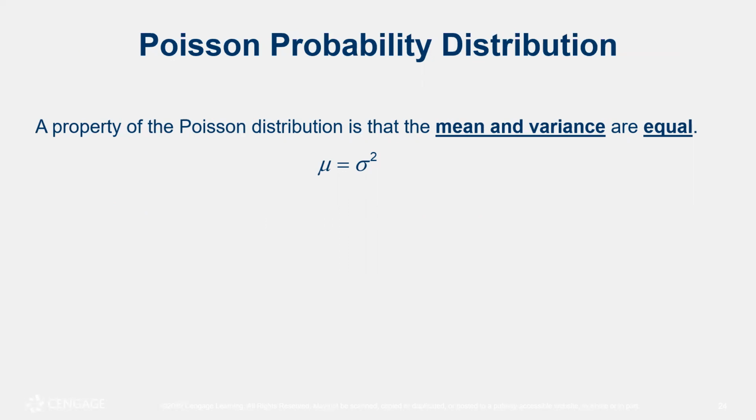And therefore, if we know the mean, then we know the variance. And if we know the variance, we just take the square root of it, we can find the standard deviation of that distribution. Okay.